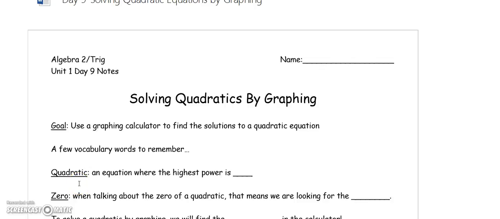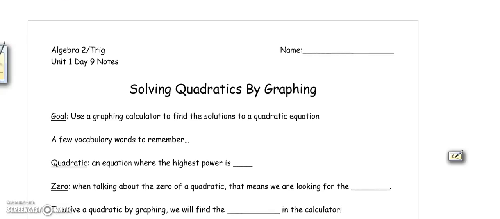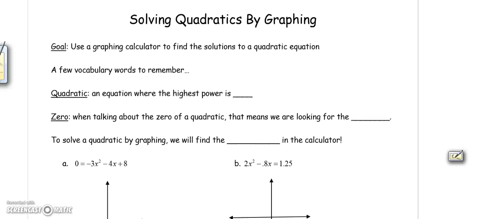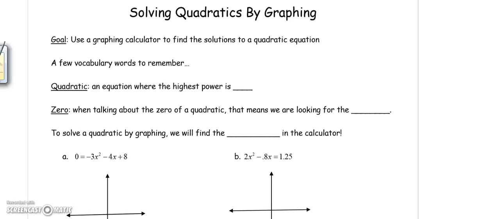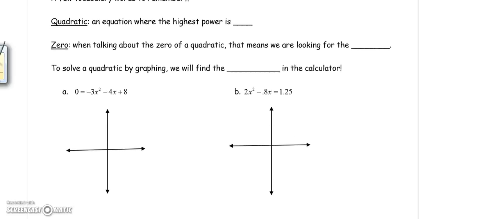Hello everyone, this is Miss Crute, and today we are going to be working on solving quadratic equations by graphing them on the graphing calculator. So if you don't already have your graphing calculator out right now, please make sure you grab that out so that you can be doing everything right along with me so that you'll know how to do this on your own as well. So first thing we need to review just a couple of vocabulary words.